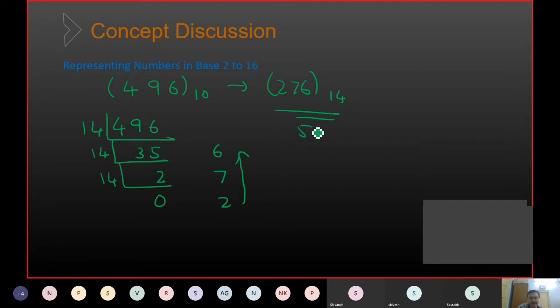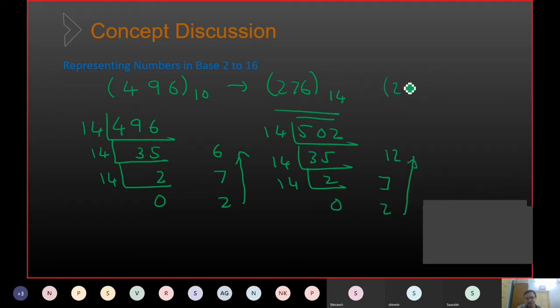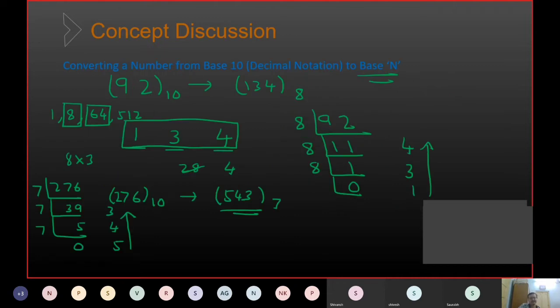Now let's say the same number had been 502. Then what would have happened? When I divided by 14, I would have still got 35, but my remainder would have been 12. So that means 2, 7 and 12. So how would I have represented that? 2, 7 and then what alphabet would have come at the end? C, because C stands for 12. So that would have been 27C in base 14. So that is how you convert numbers from base 10 to any other base. I hope this concept is clear to everybody. Yes.